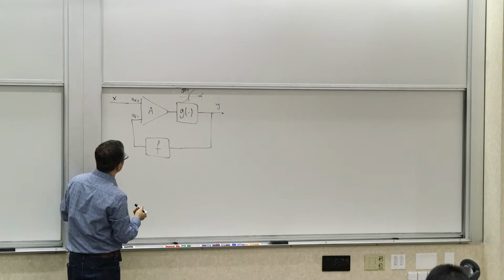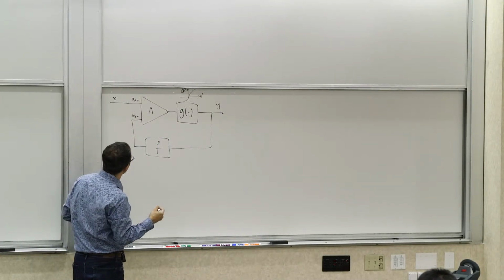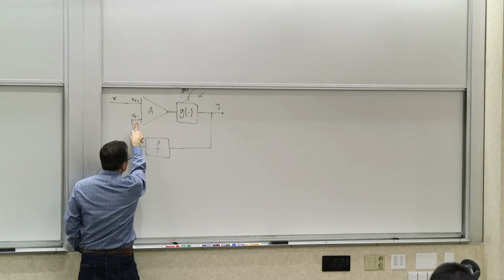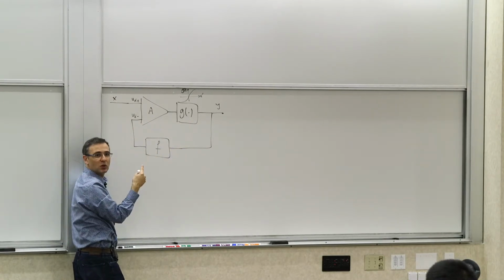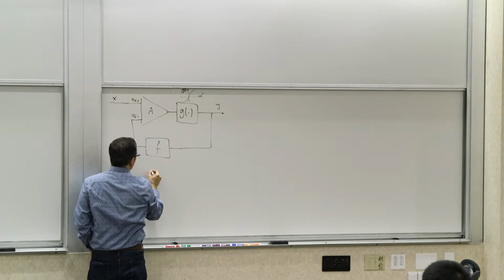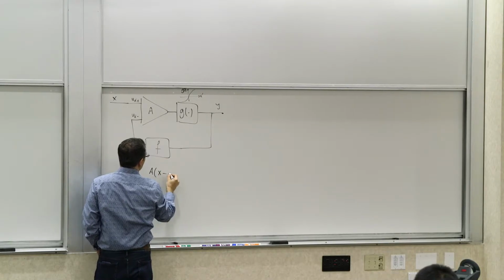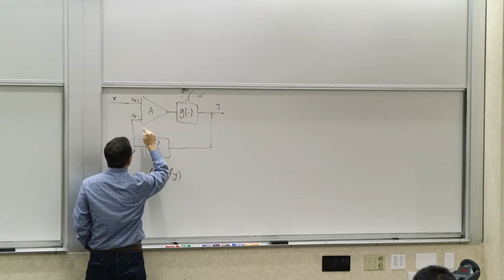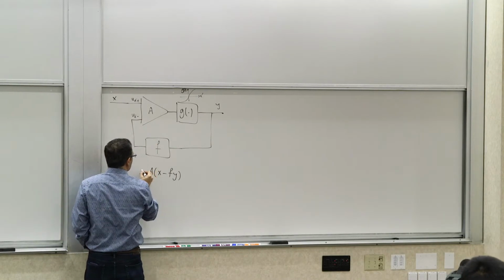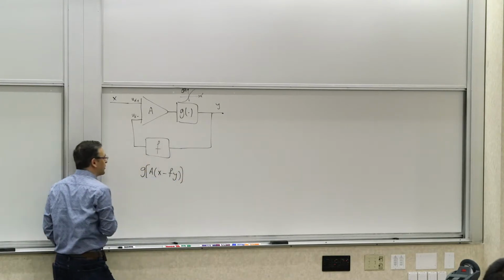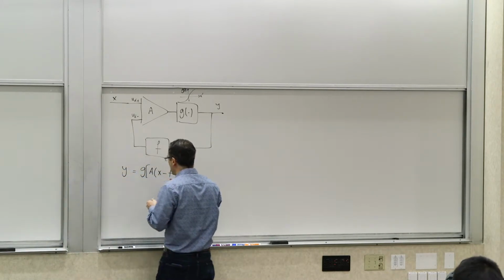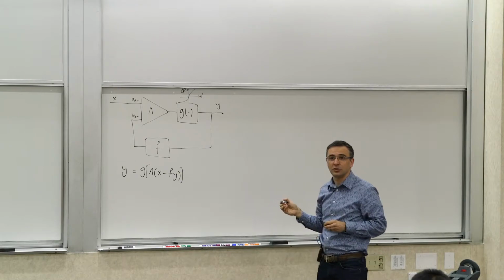Let's write the equations. What we're interested in is the relationship between x and y. So what do we know? We know that this is x, obviously ui plus, and then ui minus is y times f. So we know these two. F is still a linear scalar. So we know that this output is going to be A times (x minus fy). This minus that, times A. And then the nonlinear function is applied to whatever this value is, to produce y. So this is a general relationship for any kind of nonlinearity G.